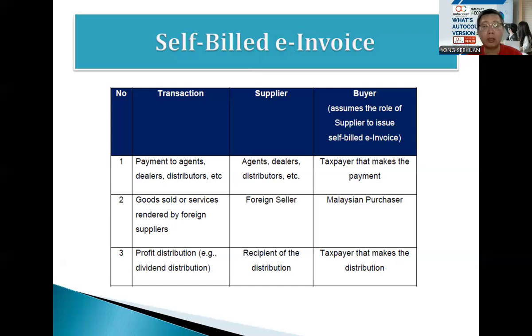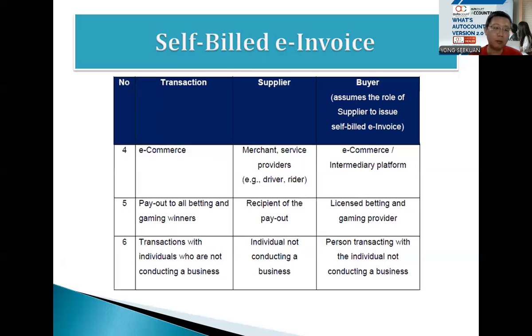Since they're not a Malaysian company, they were not able to issue an invoice to you. So you need to self-bill: you issue the self-billed invoice, then submit to LHDN. Number three is profit distribution. This one is not something my customers or I face much, so I'll just skip it.